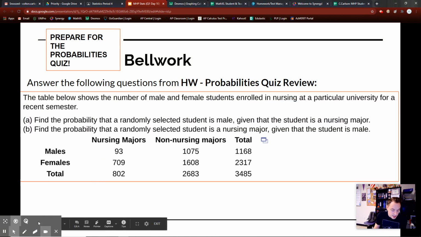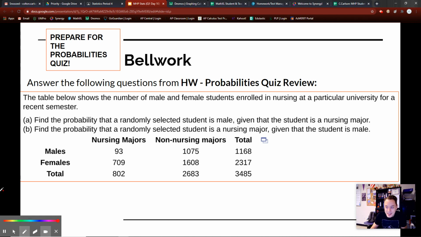This one is not too bad, okay? So don't freak out when you see it. It's just going to be a table. It's going to give you this table of events. So what does this ask? This asks, find the probability for A. So I'm going to put A right here. Okay, A. Boom. Okay, so A, find the probability that a randomly selected student is male given.